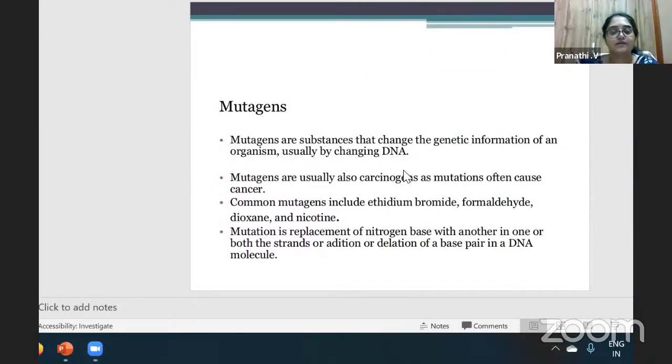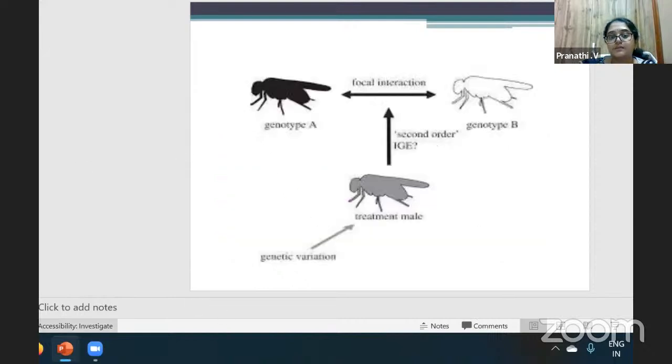They change the genetic information of an organism, usually by changing the DNA. So they are also known as carcinogens because they cause cancer. One of the first reports of this is with the use of nitrogen mustard, or mustard gas, during World War I. This caused a lot of mutations. Based on the mode of action and the kind of mutagenicity, you can identify and classify these mutagens. So let us just see.